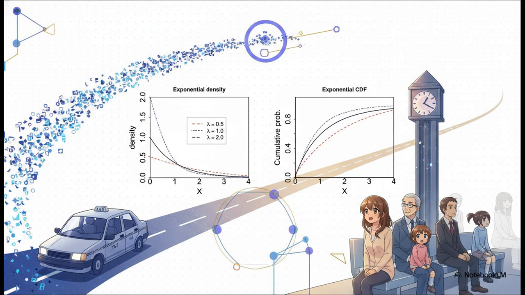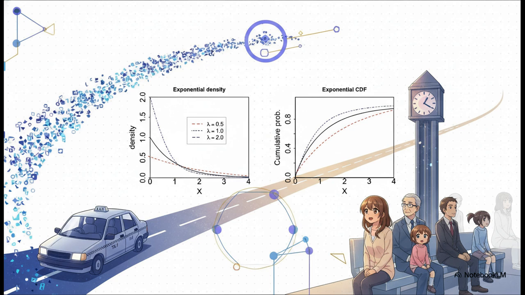So check this out. Here's one of those personalities in action, the exponential distribution. If you look at its shape on the left, you can see it's often used to model things like waiting times, say for a taxi. Most of your waits are going to be short. See that big peak at the beginning? But that long tail stretching out to the right, that represents the small but real chance of a very, very long wait.